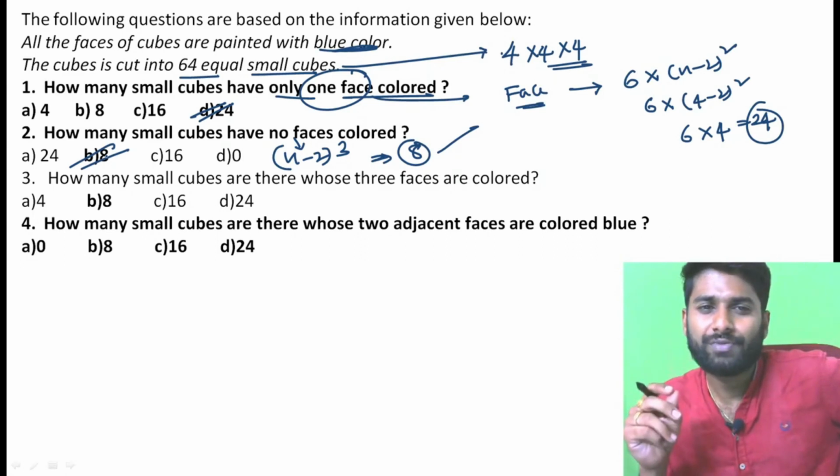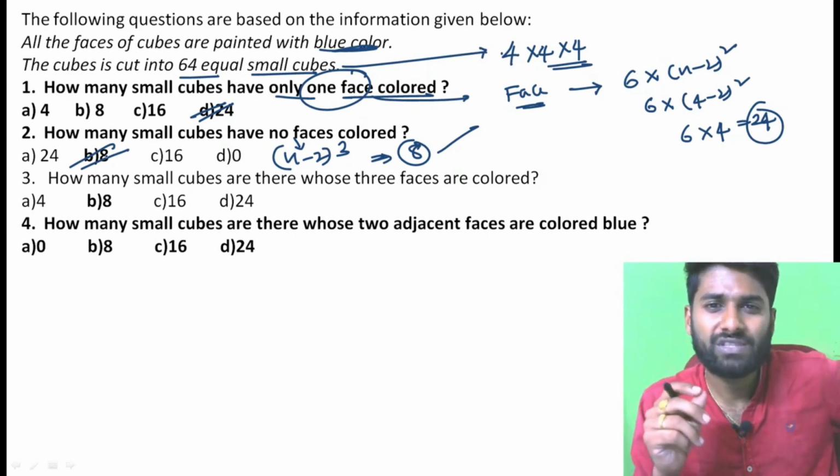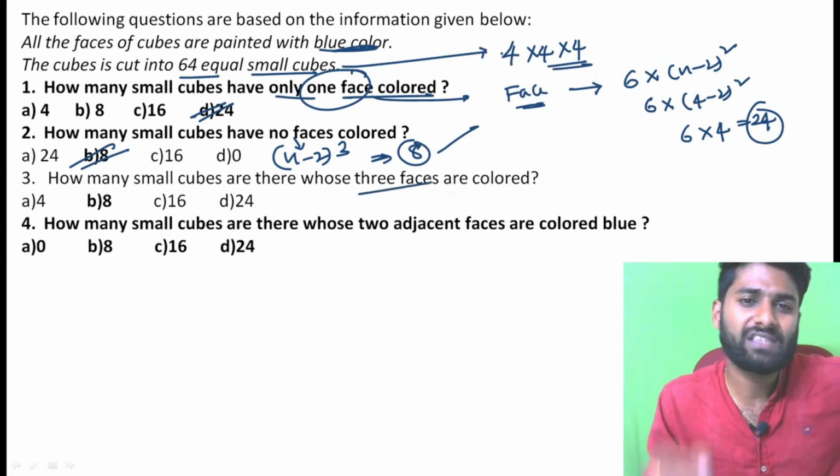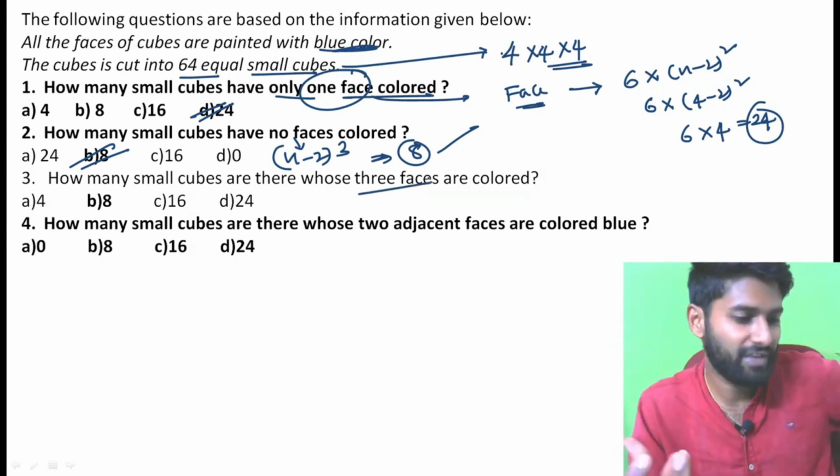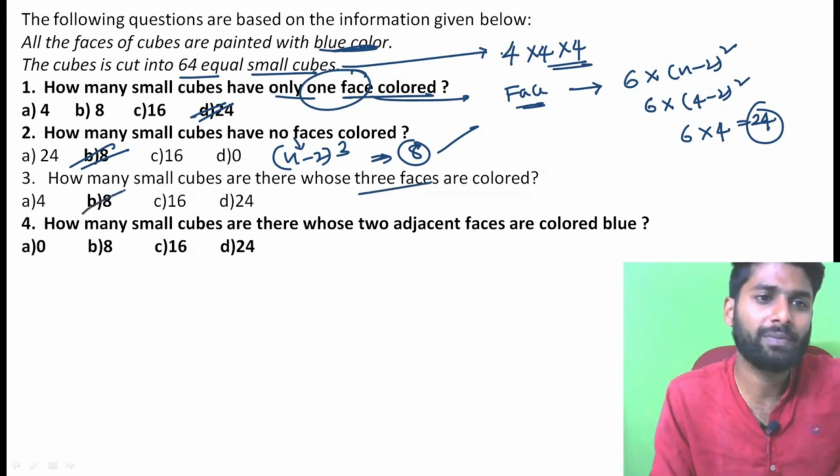Now how many small cubes are there whose three faces are colored? Every three-face cube is available at a vertex. The total number of vertices is 8, 8 into 1, so the total number of pieces is 8.